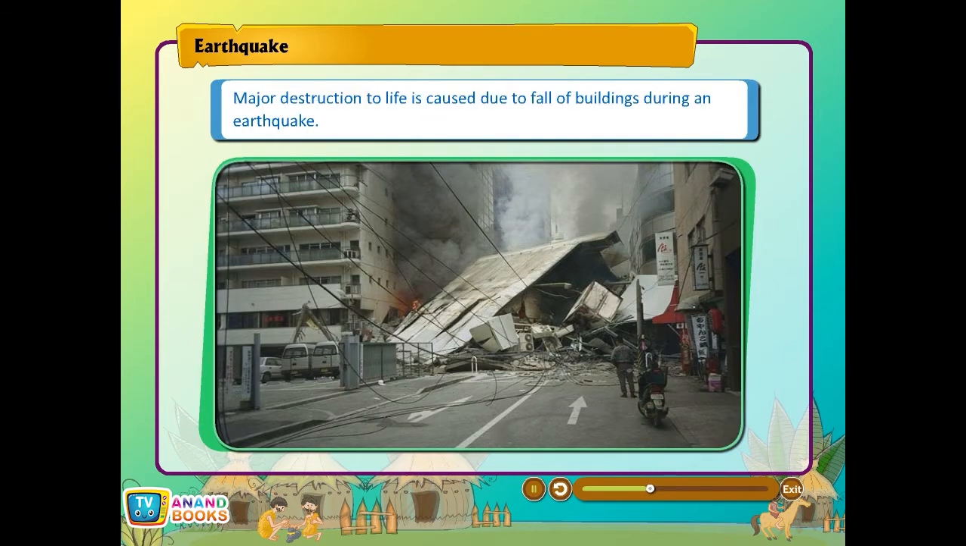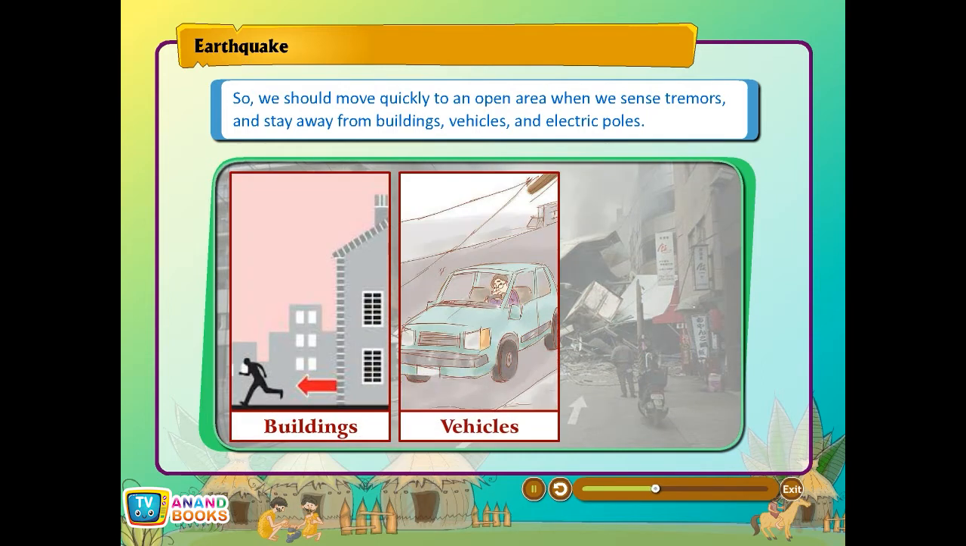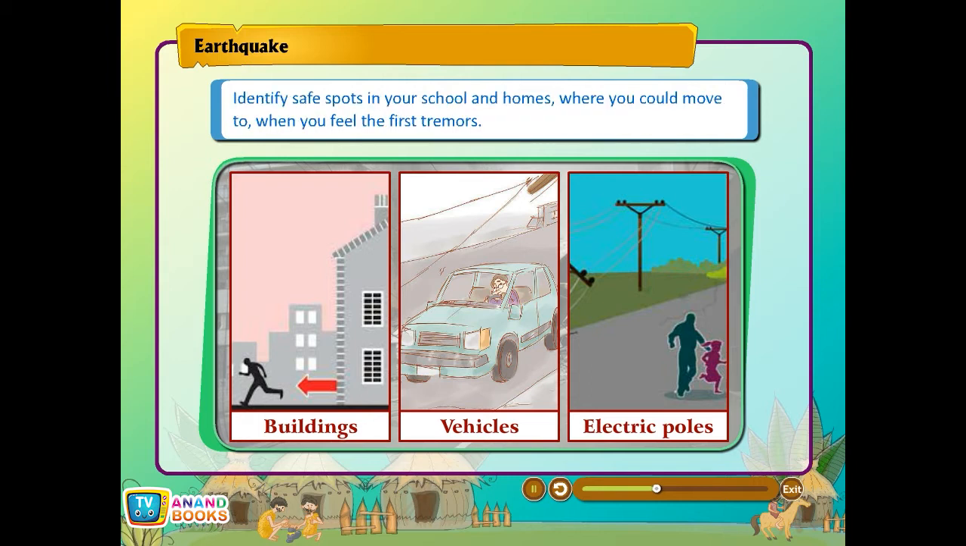Precautions. Major destruction to life is caused due to the fall of buildings during an earthquake, so we should move quickly to an open area when we sense tremors, and stay away from buildings, vehicles, and electric poles. Identify safe spots in your school and homes where you could move to when you feel the first tremors.